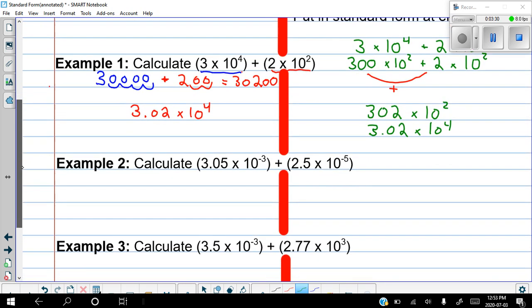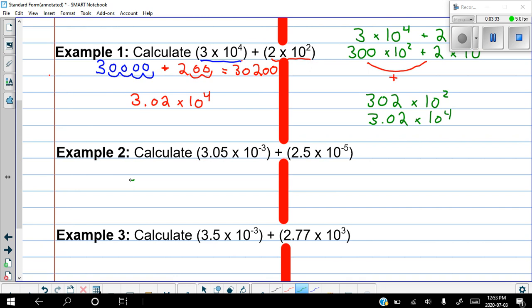So let's look at example 2. Let's write these ones out. So we have 3.05, right? And we're going 1, 2, 3 to make it smaller. So I'm just going to convert mine first. And we have 2.5, and it's to the negative 5, so I'm going 1, 2, 3, 4, 5. So I know I'm going to have this nice tiny number. Okay, so let's add them together.